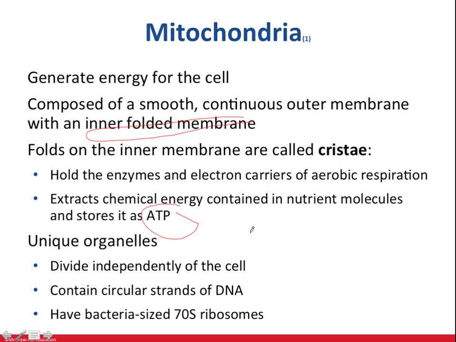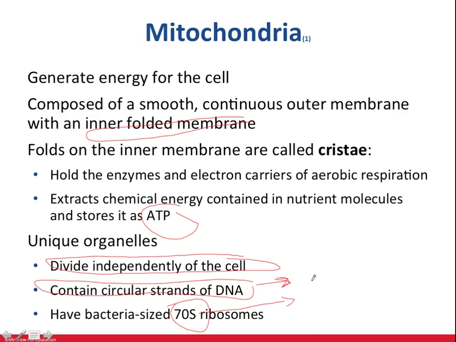The mitochondria is very unique because mitochondria divide independently of the cell. They contain circular DNA, and circular DNA is for prokaryotic cells. Even in humans, if we look at our cells, we can find the mitochondria, and in mitochondria the DNA is a circle. Mitochondria has 70S ribosomes. 70S is also for prokaryotic cells, because the eukaryotic cells' ribosomes are 60S and 40S.